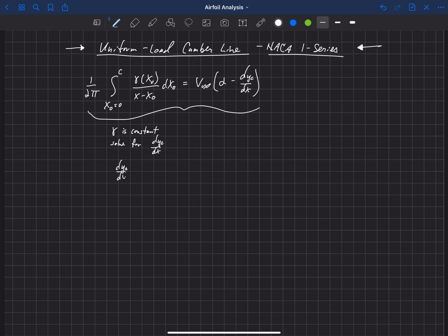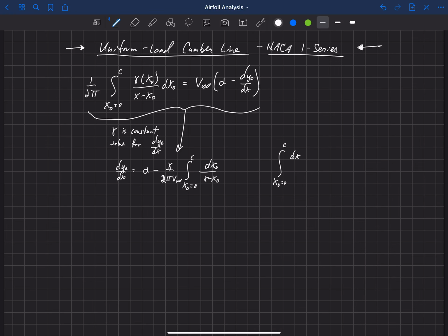What we'll get is that dyc dx is equal to alpha minus, now gamma is constant, so I'm going to move it outside of the integral. It's going to be gamma over 2 pi v infinity, that's a 2 there, times the integral of x naught from 0 to c of dx naught over x minus x naught. That's what this whole equation simplifies down to if we make those assumptions and solve for the camber line slope.